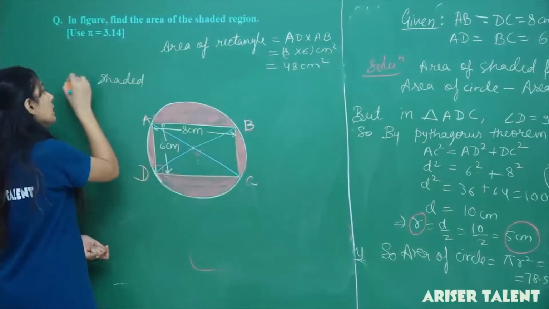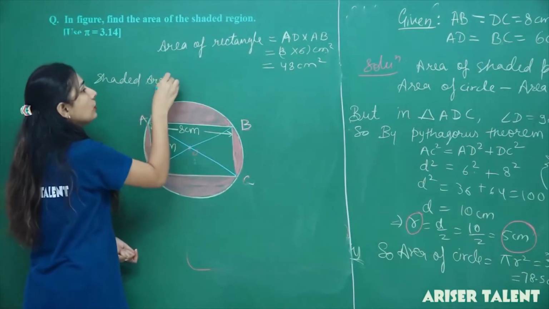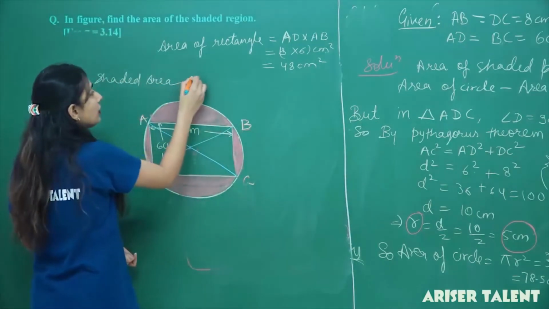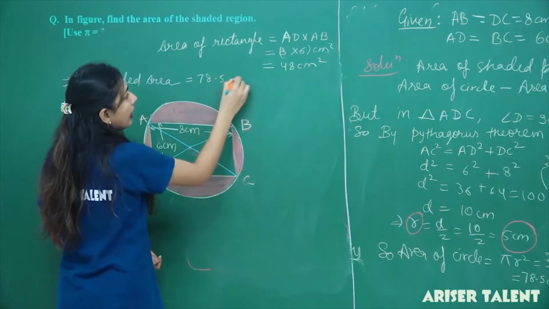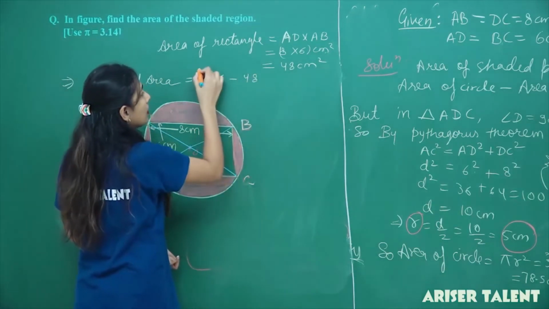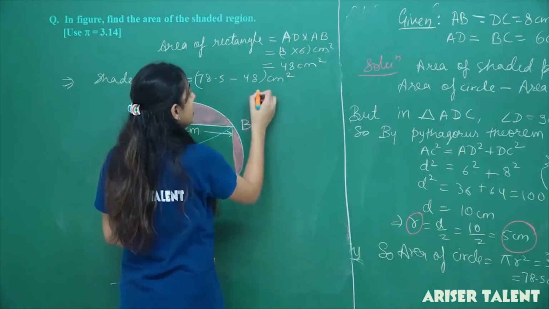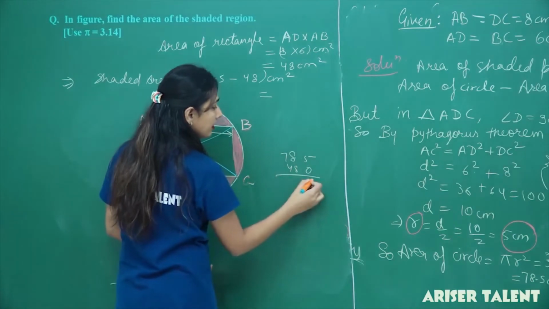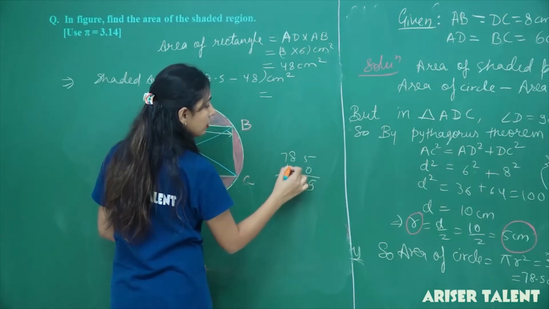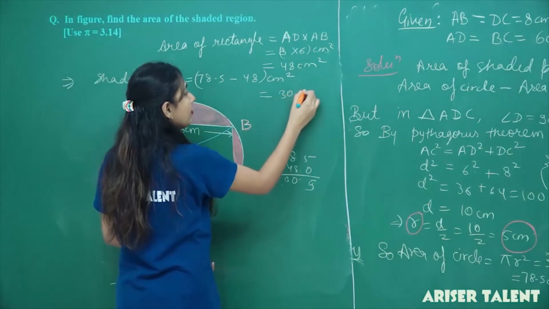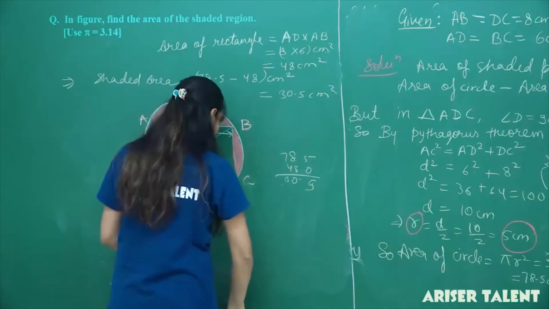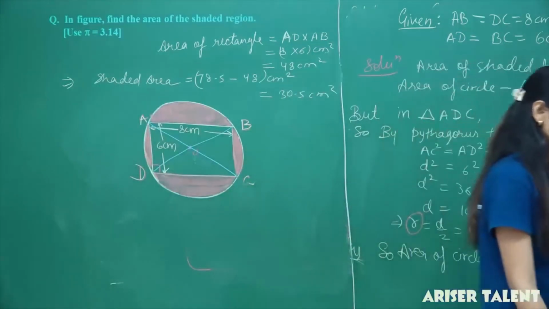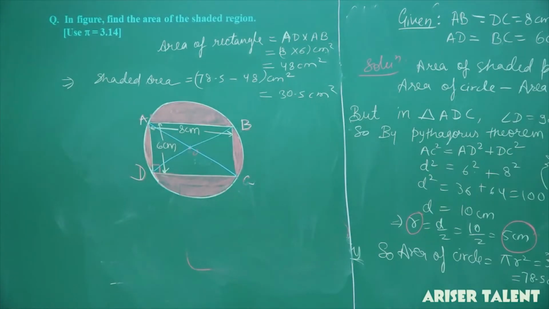So what will be the shaded area? I have told you, shaded area equals area of circle minus area of rectangle. So area of circle is 78.5 and area of rectangle is 48. Simply subtract, and that will be 30.5 centimeter square. Right or wrong? So note this so that I can move forward.